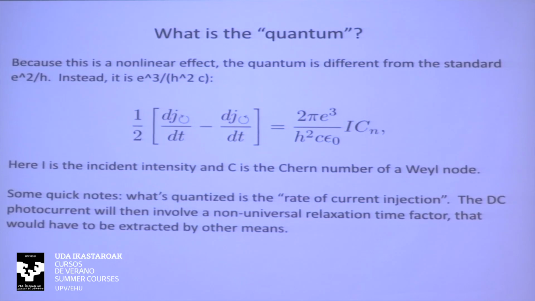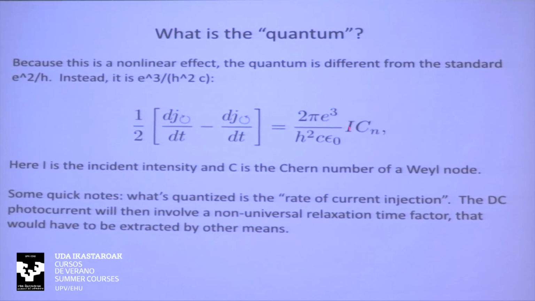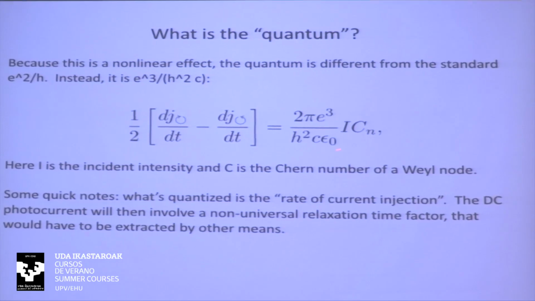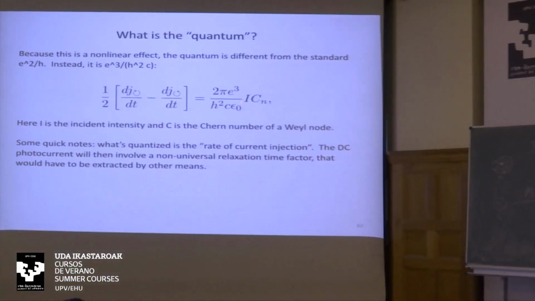And if you want J to go like E squared and you want some quantum, then you'll get E cubed, and then if you figure out what the other units have to be, you get an H squared C. So this would first of all be much stronger than this effect has been measured in the past, and second, it's a nice combination of fundamental constants.